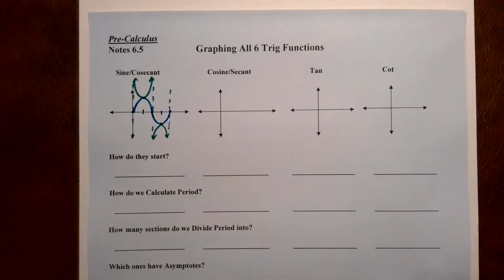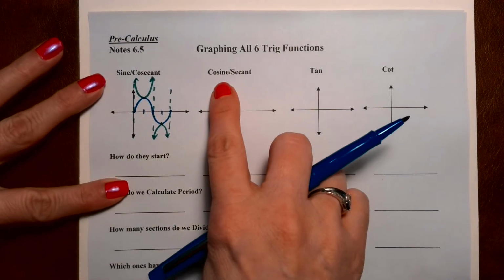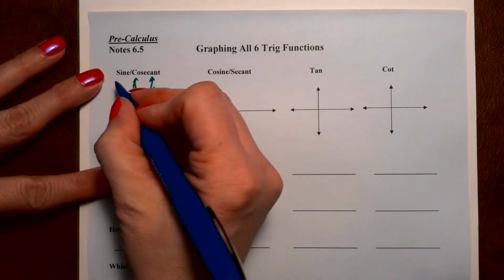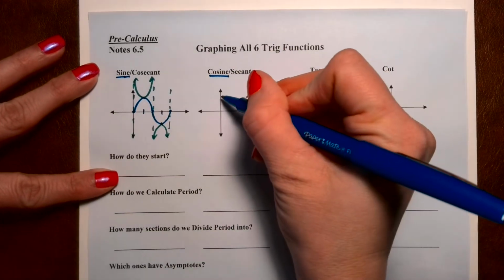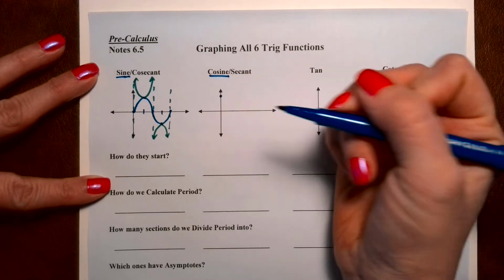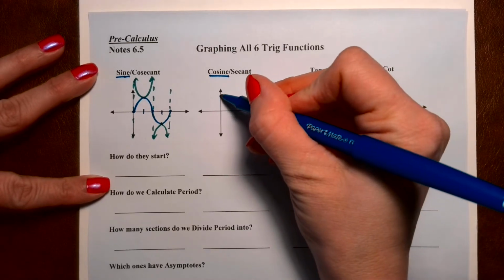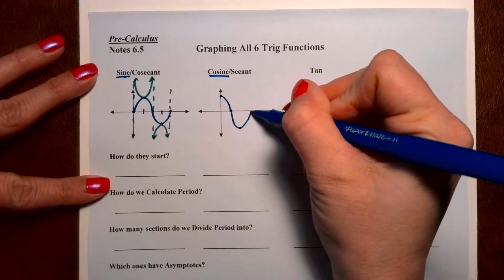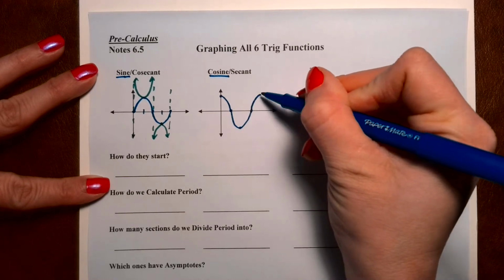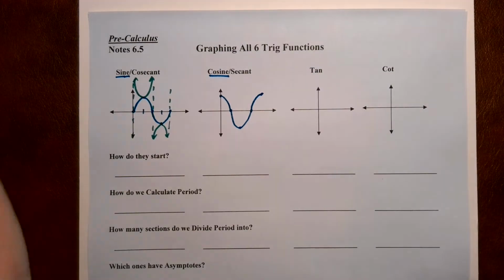Okay, how does cosine start? The cosine function starts, here let's just color code these for you. This was sine, this was cosine. He starts up at a maximum or a minimum if it's been reflected, and then it goes down, down, up, up. And there's the 4 sections of cosine.